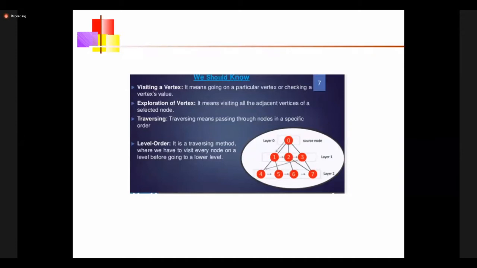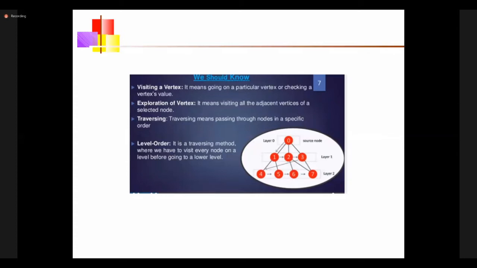So visiting a vertex means, what should we know? Visiting a vertex means going to a particular vertex or checking the vertex value. Exploring a vertex means visiting all the adjacent vertices. So if I am at vertex A, then exploring means finding the adjacent vertices for A: B, C, D are there. Visiting all the adjacent vertices is called exploring.